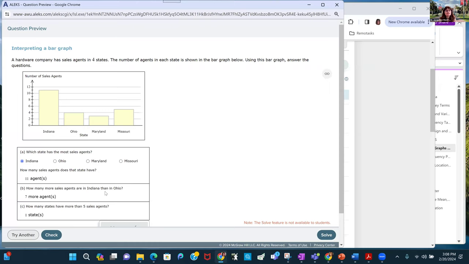How many more agents are in Indiana than in Ohio? Right, so there were 11 here, there are 4 here. So for how many more, you would just subtract, right? And how many states have more than 5? So you could kind of eyeball. And we see there's just one bar that surpasses that 5 mark, right? So one state. So these, I think, also are pretty straightforward.